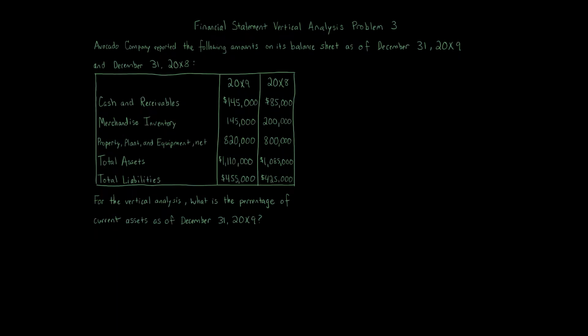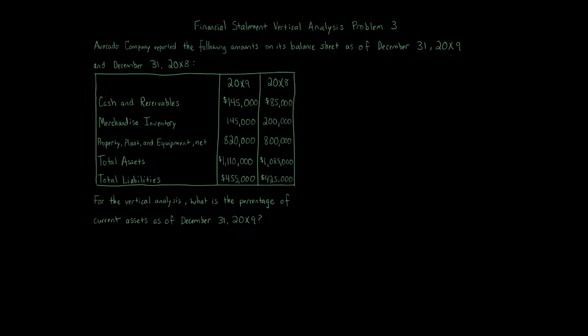Financial statement vertical analysis problem 3. Avocado Company reported the following amounts on its balance sheet as of December 31st, 20x9 and December 31st, 20x8. The information is presented in a table broken down by 20x9 and 20x8. Cash and receivables 20x9, $145,000. Cash and receivables 20x8, $85,000. Merchandise inventory 20x9, $145,000. Merchandise inventory 20x8, $200,000.